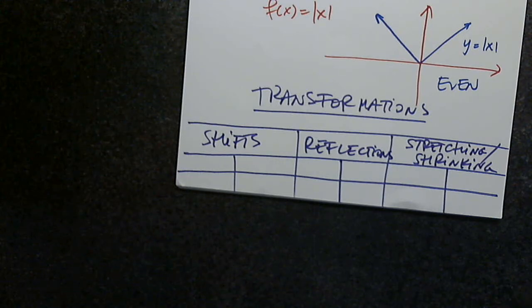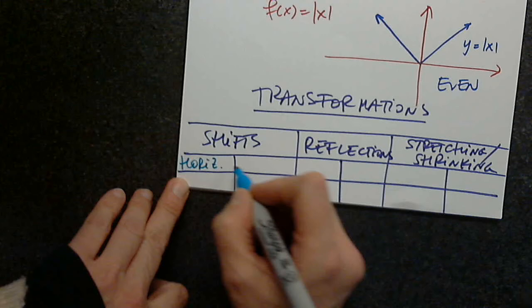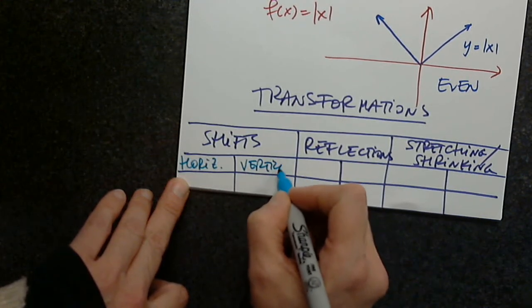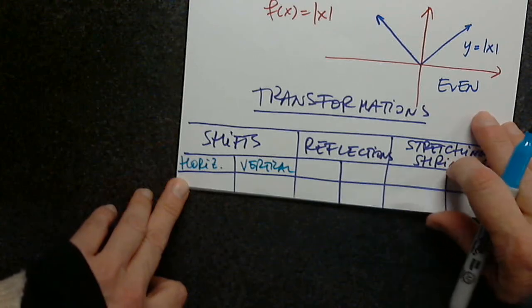Okay, so let's start with the shifts. There are 2 categories, horizontal and vertical. We'll come back to the rest and fill in the rest of the table in a minute.